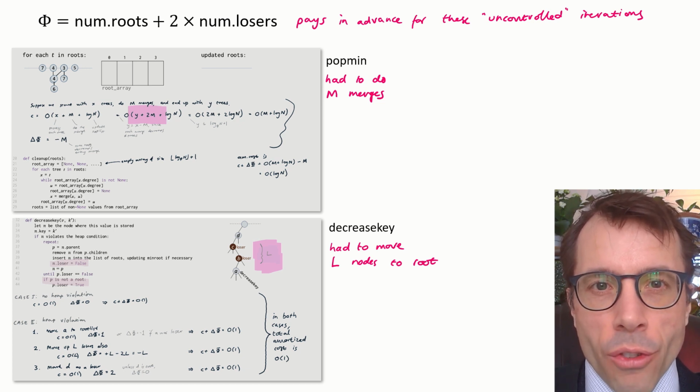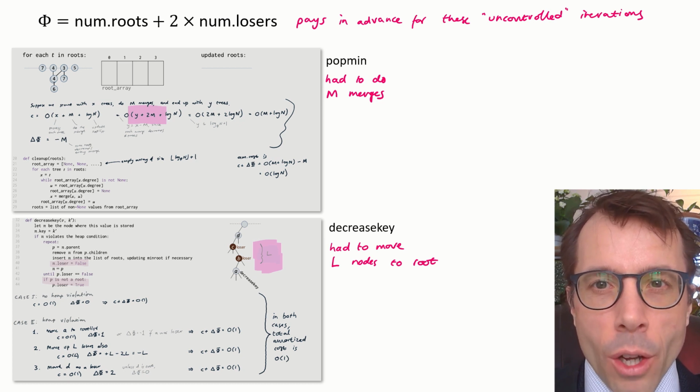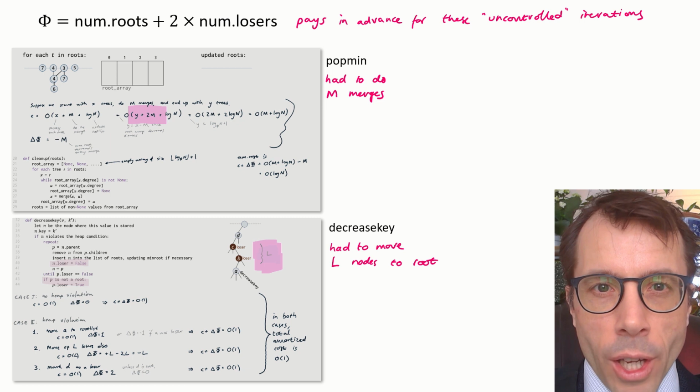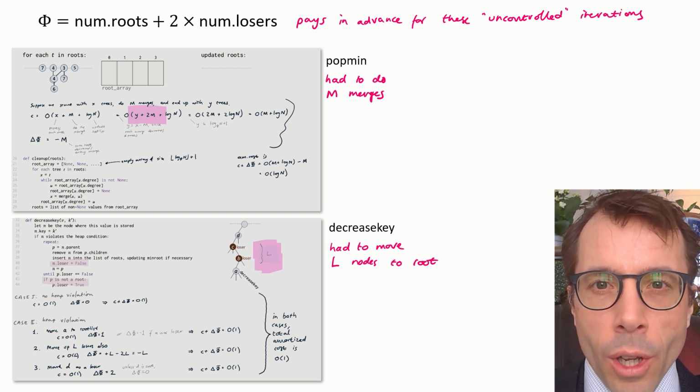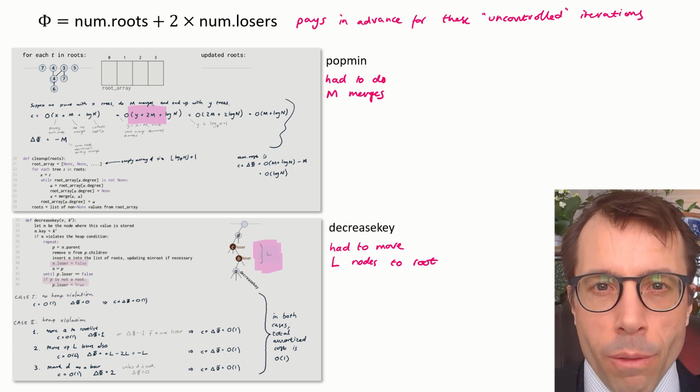In fact, we can even see why there's a factor of 2 in the potential function. Every time we mark a node as a loser node, we can anticipate first that we might have to kick it out of the tree and into the root list in some future call to decrease key. And second, now that that node has been put in the root list, we're probably going to have to do a merge with it in some future call to pop-min. So we put in £2 for every loser mark, enough to pay both of those bills.